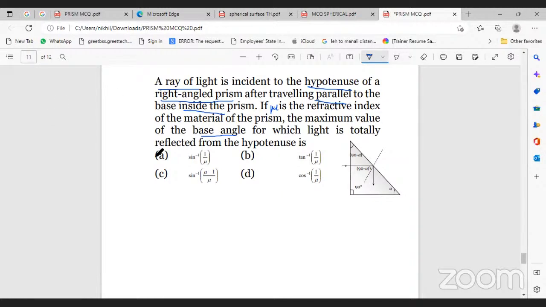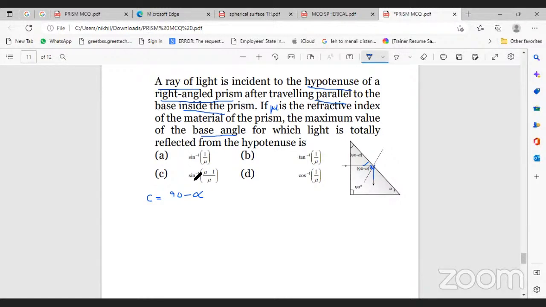So what is the critical angle here? Look at the diagram and tell what is the critical angle. The critical angle is this, for which reflection is taking place. So critical angle is equal to what? Sir, 90 minus alpha. Correct, no? Yes, sir.